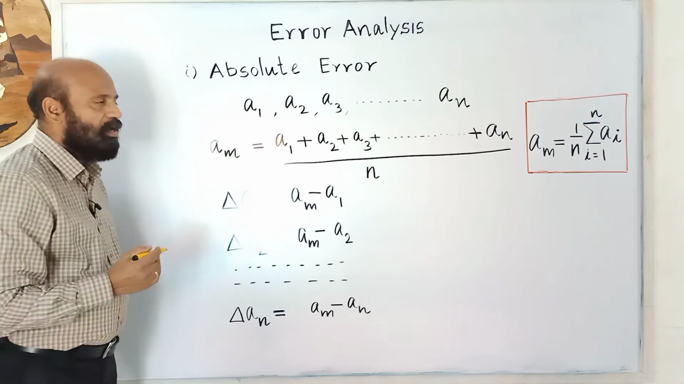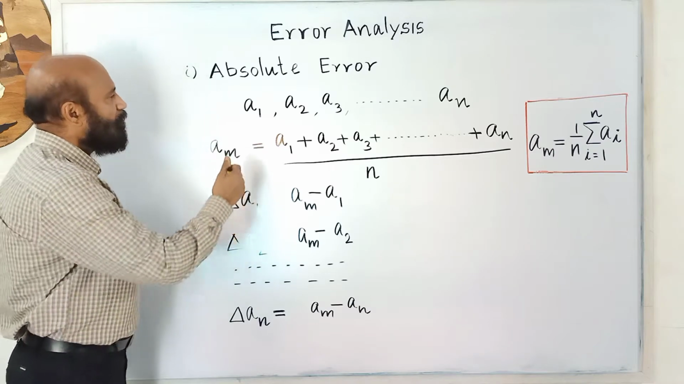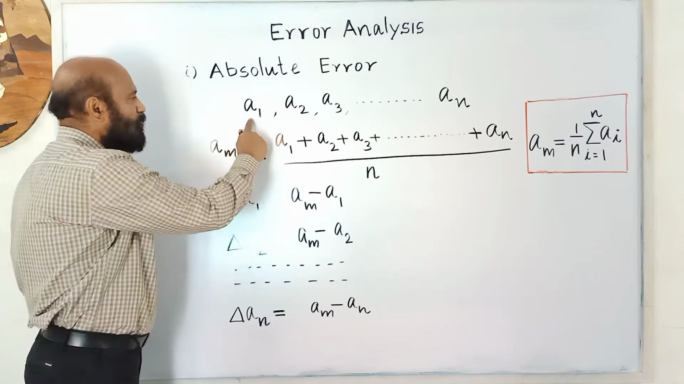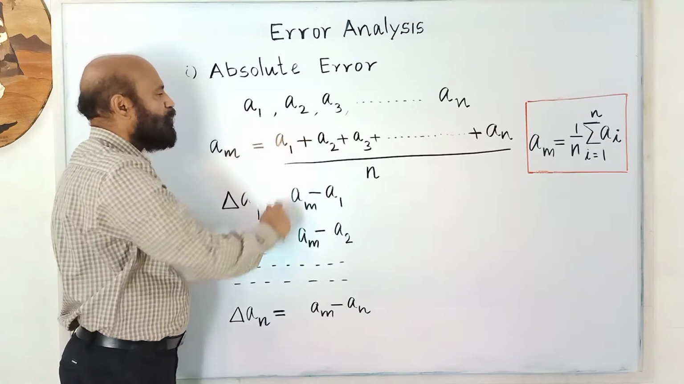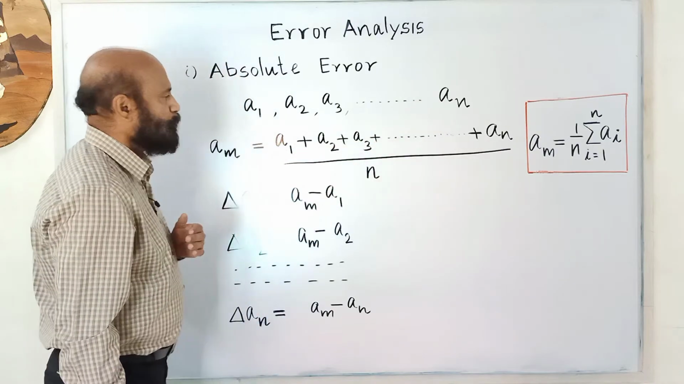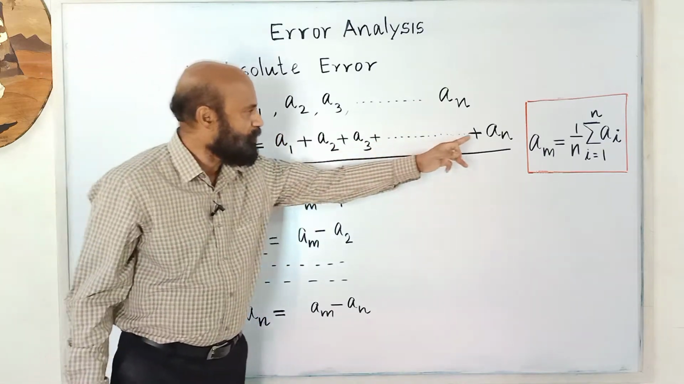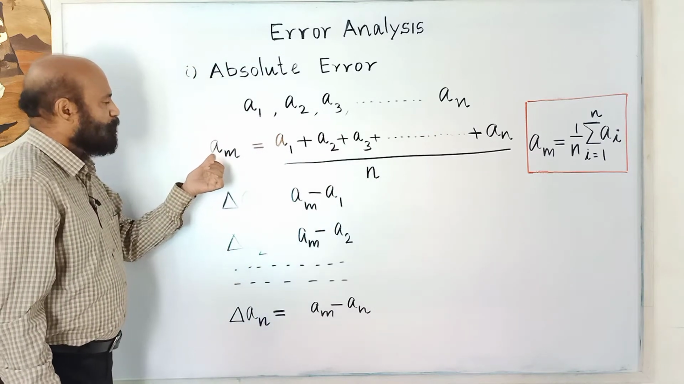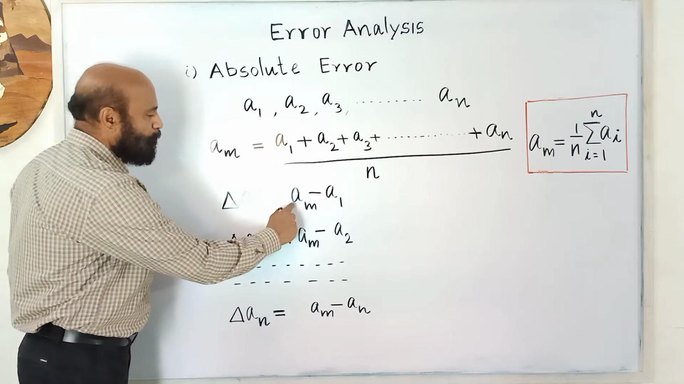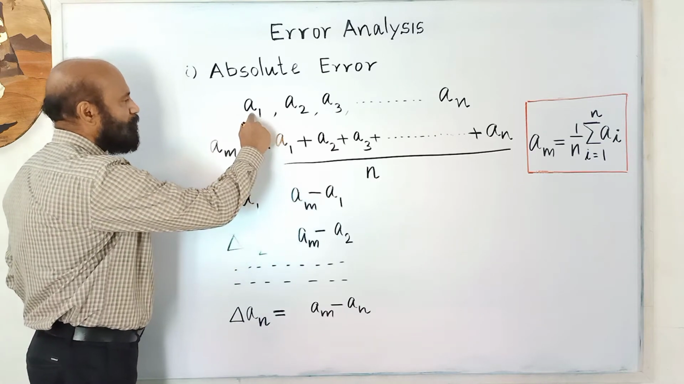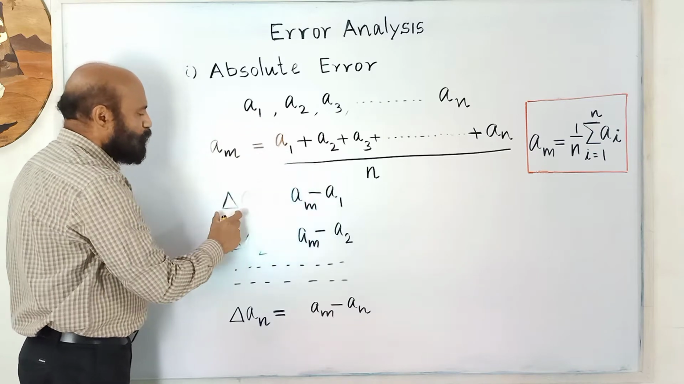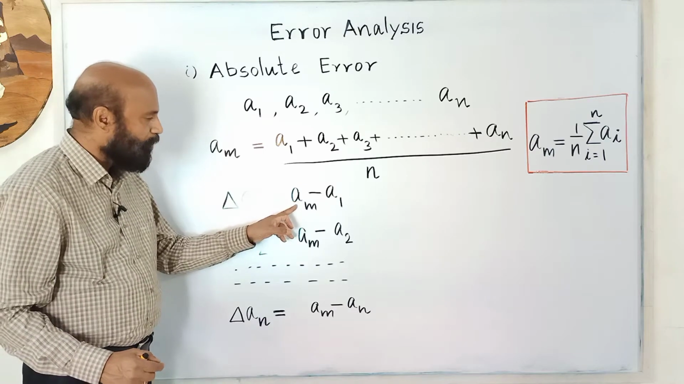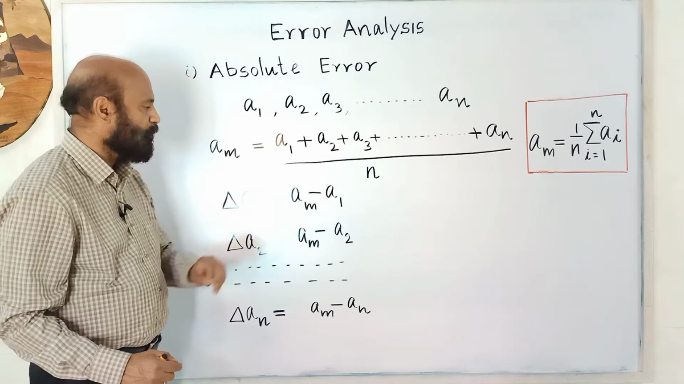If a physical quantity A is measured n times, we will get different values. First time when we measure it is A1, second time if you measure, the value is A2. So you'll get n observations. Add all the observations and divide by the number of observations. So you will get the mean value. Then from the mean value you subtract the first value. So you will get that difference. That is delta A1, the difference between the mean value and the first measured value.